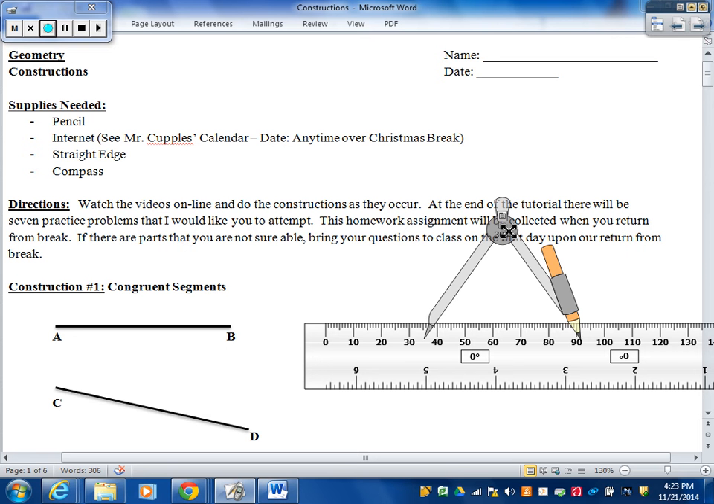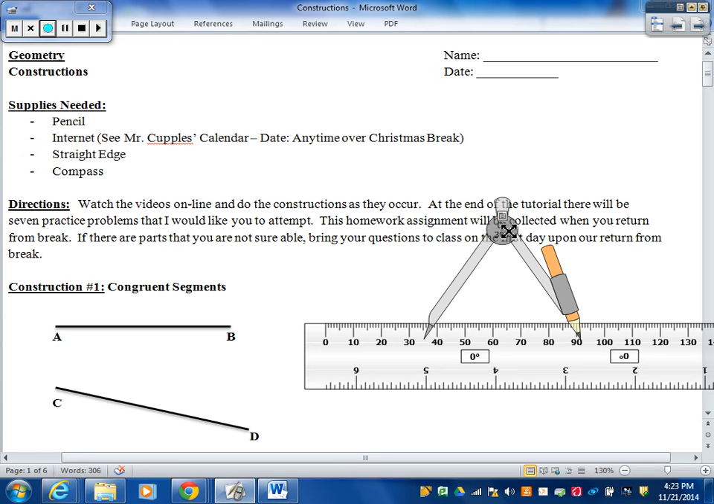Next, you need the internet on my calendar. You can check any date between the time we got off for Christmas and the time you return from break. You can click on that site and see the exact internet address. Obviously, if you're listening to me right now, you've done that, so that's a good job.